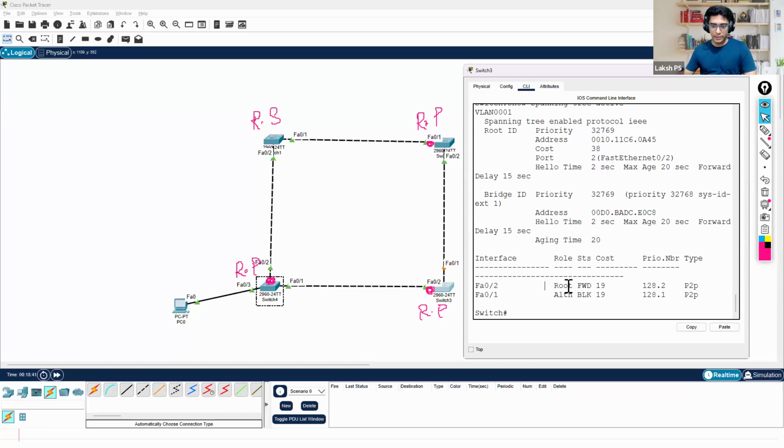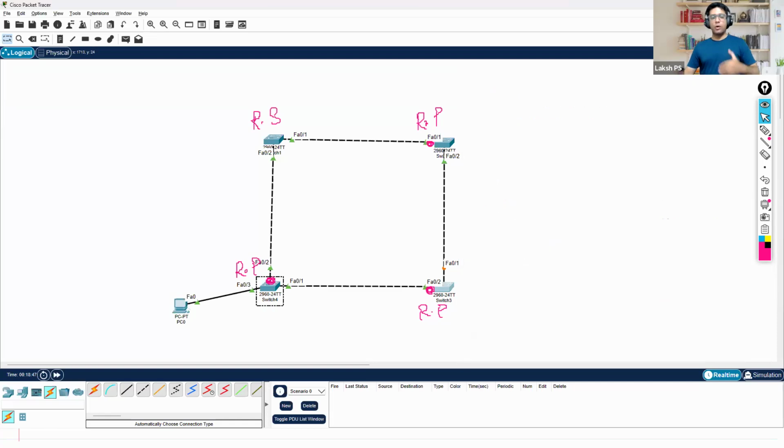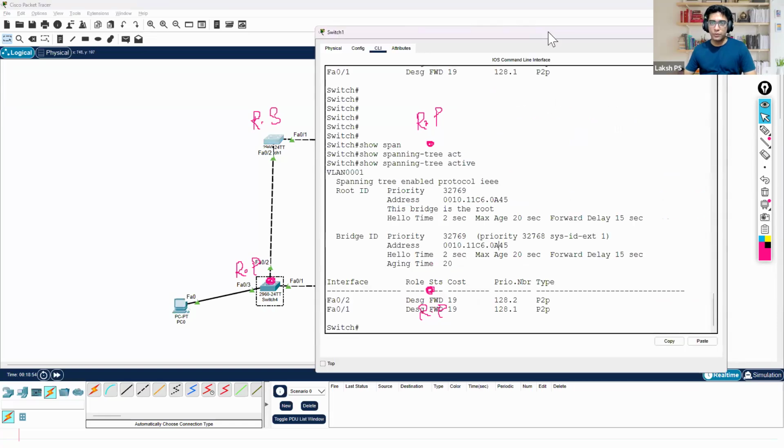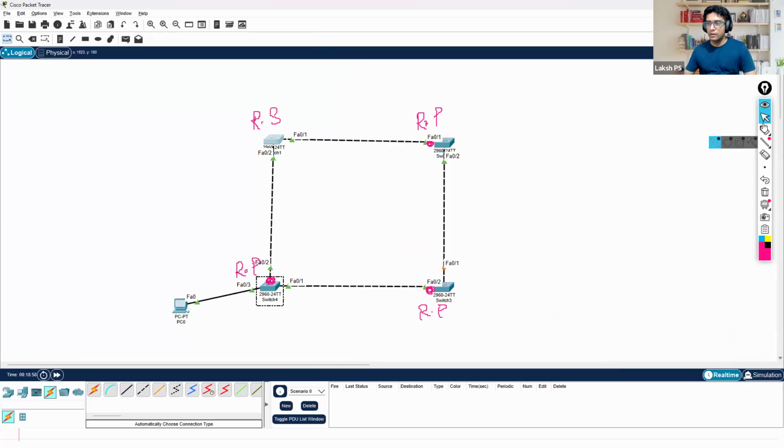Fast Ethernet 0/2 is the root port. Okay, that is clear. Now, on all the non-root switches, you have elected a root port. The next is to elect the designated port. Once a root port is elected, we will start to elect designated ports, and we know that all the ports except the root port are designated.